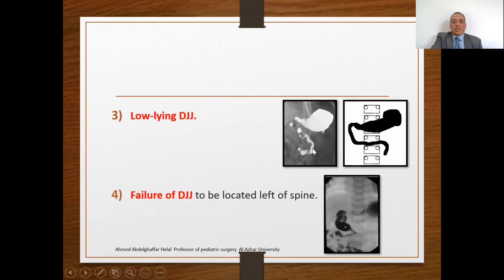The upper GI study may show a low-lying DJ junction, like this. The DJ junction is normally present to the left of the spine at the level of the transpyloric plane. So a low-lying DJ junction, or failure of the DJ junction to be located to the left of the spine, like this image, raises suspicion of intestinal malrotation.